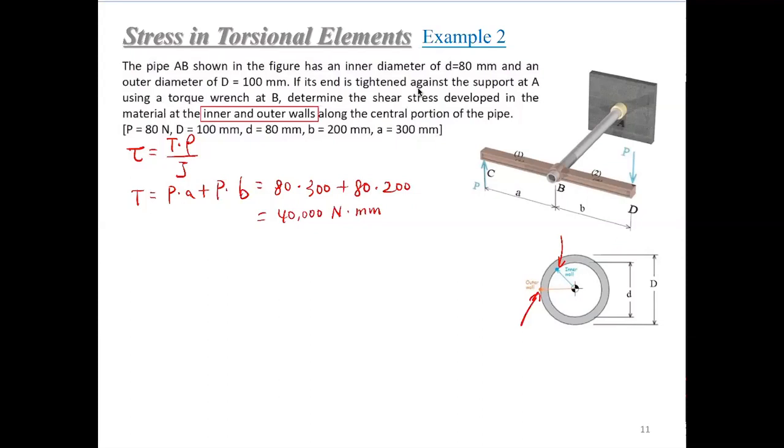Then the J is a constant value, that is pi over 32. This is the tubular shaft. It's the outer diameter to the fourth minus inner diameter to the fourth. Right, this is 100, and this inner diameter is 80. Right. So our result will be 5.796 million millimeter to the fourth.